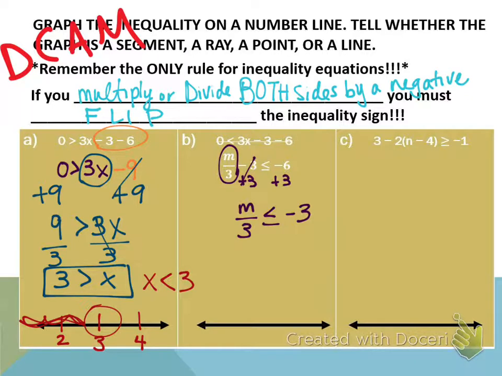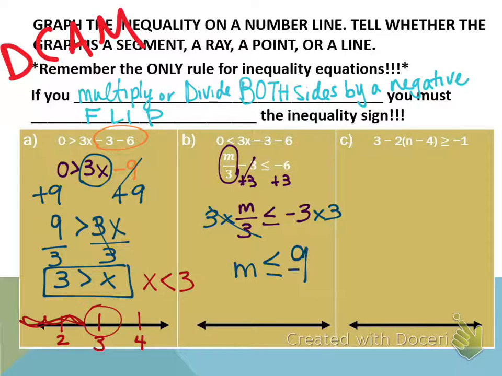All right, and then M is being divided by 3. To cancel that out, what is the opposite of dividing by 3? Multiplying by 3. Perfect. So M is less than or equal to, because we're not multiplying both sides by a negative, it's just +3. What is -3 times 3?